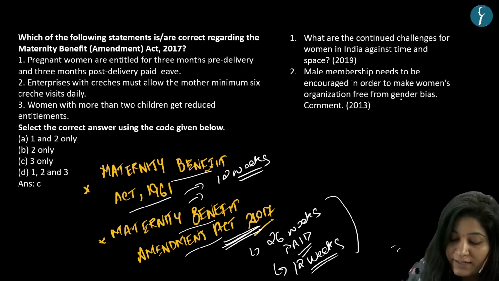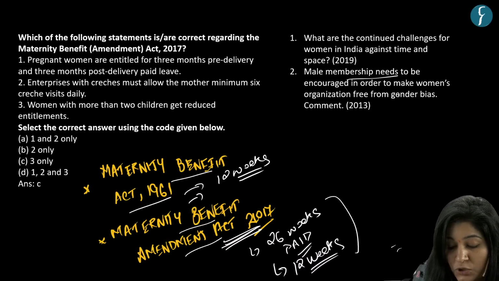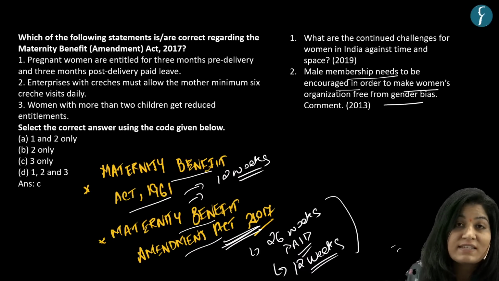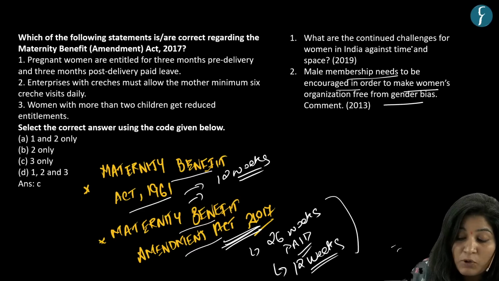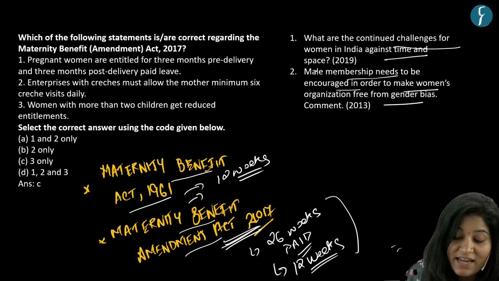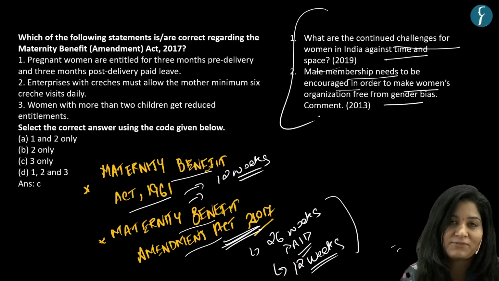For example, in 2013, they framed a question that male membership needs to be encouraged in order to make women's organizations free from gender bias. Again, in 2019, they asked about continued challenges for women in India against time and space. This is from the mains perspective.